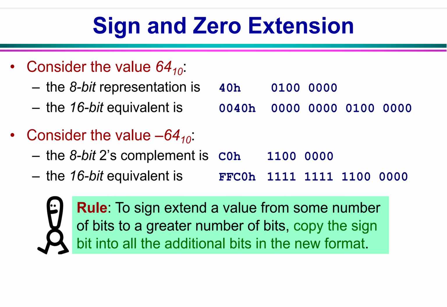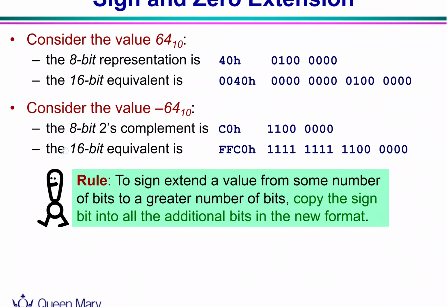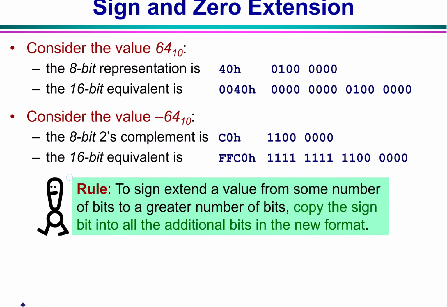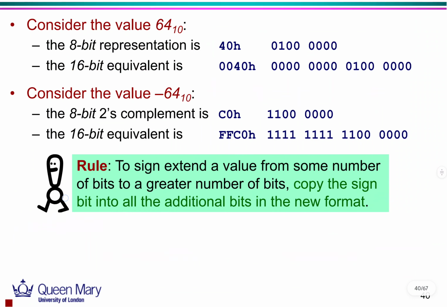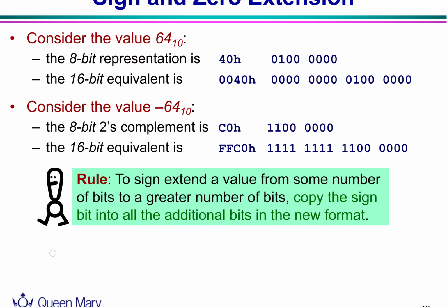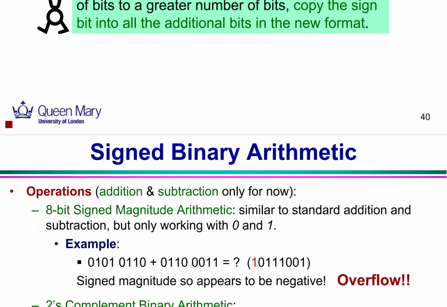To sign extend a value from some number of bits to a greater number of bits, we copy the sign bit into all the additional bits in the new format.